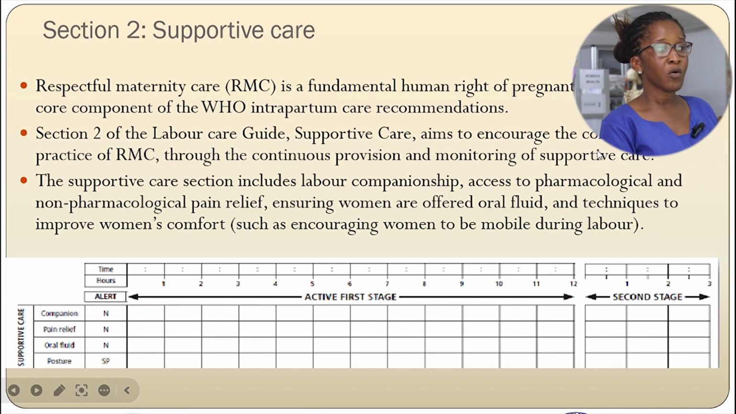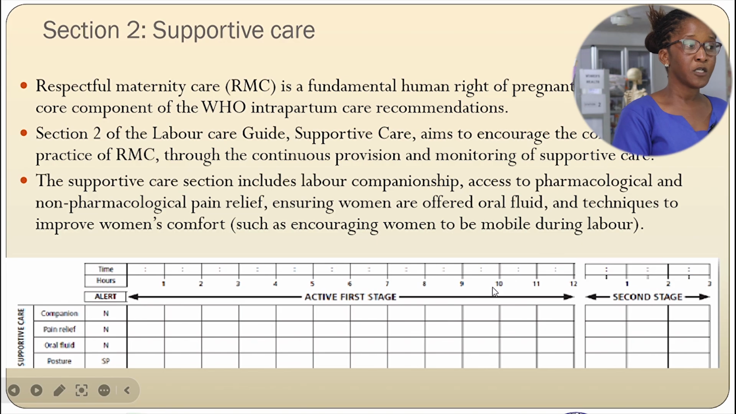And then you record the technique to improve women's comfort, one of which is the mobility of the woman during the process of labor. Is this woman moving around? If she is mobile and willing to walk around, fine, indicate with an N. If she is not walking around, she is in the supine position, then you indicate with an SP. These are the thresholds.